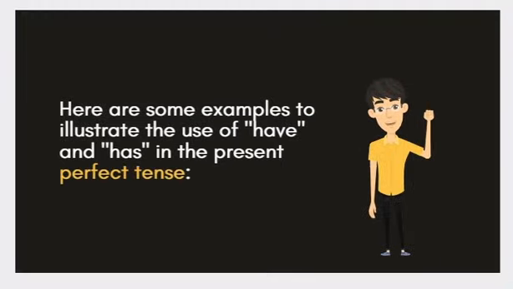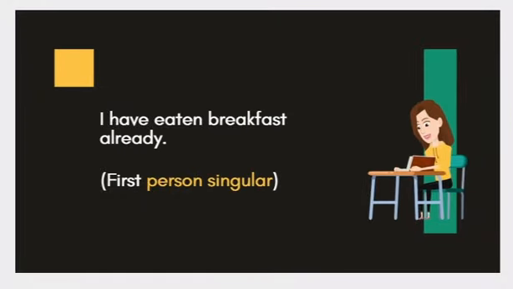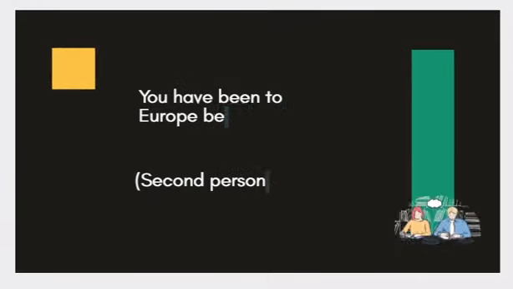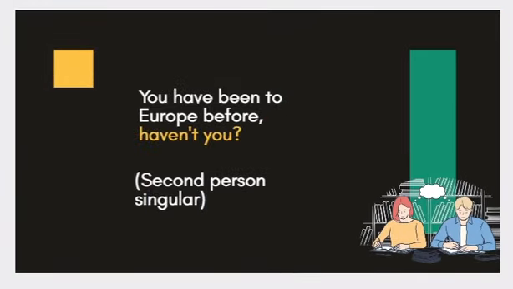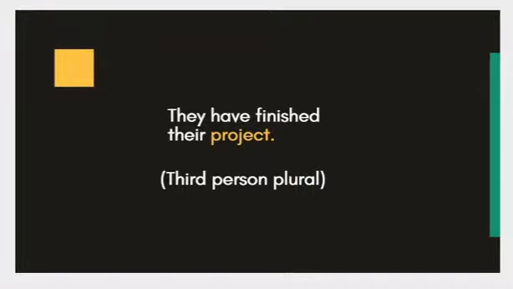Here are some examples to illustrate the use of have and has in the present perfect tense. I have eaten breakfast already. First person singular. You have been to Europe before, haven't you? Second person singular. We have seen that movie twice now. First person plural. They have finished their project. Third person plural.